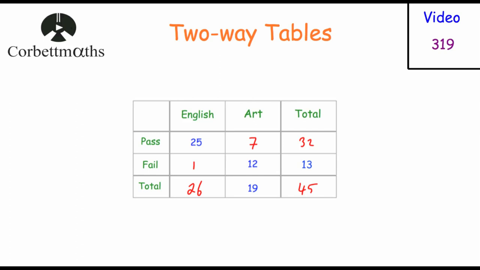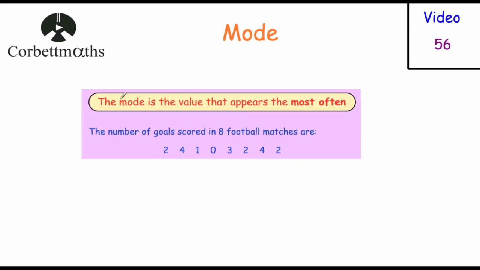Okay, our next topic is the mode, and here's part of the Corbettmaths revision cards. So the mode is the value that appears most often. So here we've got the number of goals scored in 8 football matches, and they are 2, 4, 1, 0, 3, 2, 4, and 2. And as you can see, 2 appears most often. It appears 3 times. So the mode is 2. So the most common result.